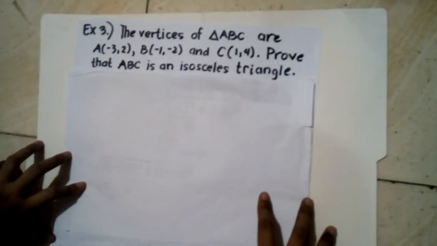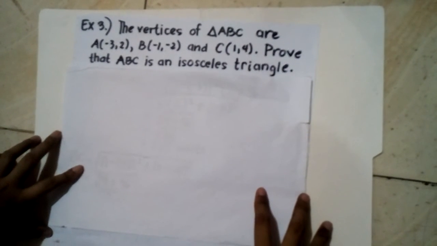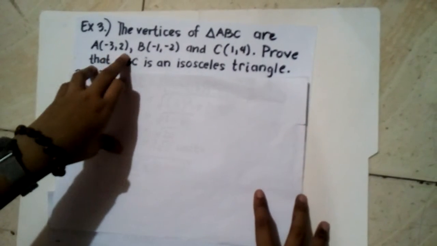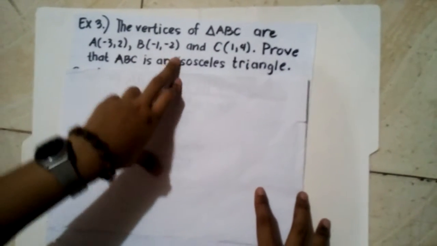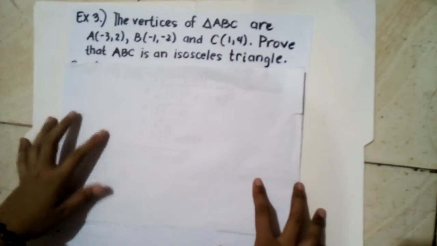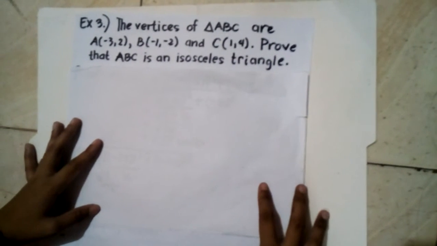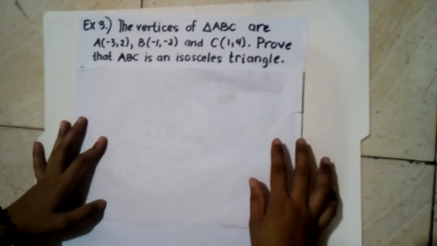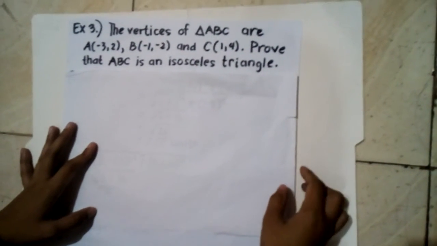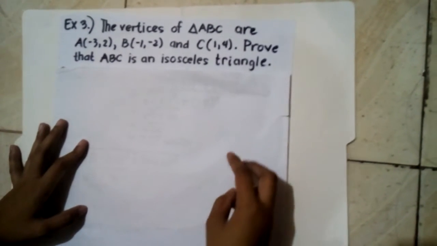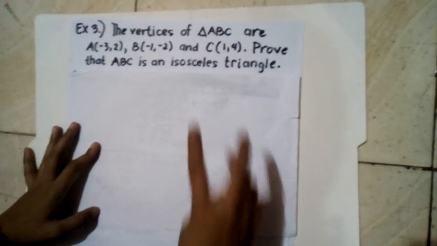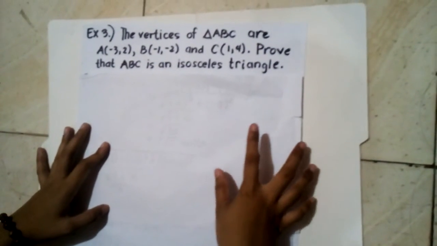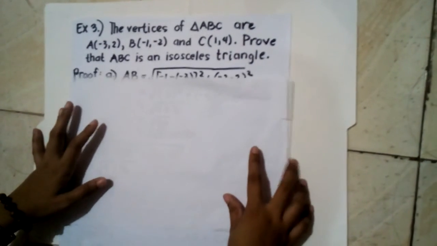So for our last example, we have the vertices of triangle ABC: A (-3, 2), B (-1, -2), and C (1, 4). We will prove that the triangle is an isosceles triangle. Again, an isosceles triangle is a triangle having two congruent sides. To know if the triangle ABC has congruent sides, we will compute the distance of its sides. So we'll have first the side AB.